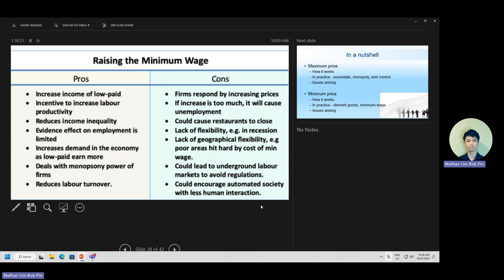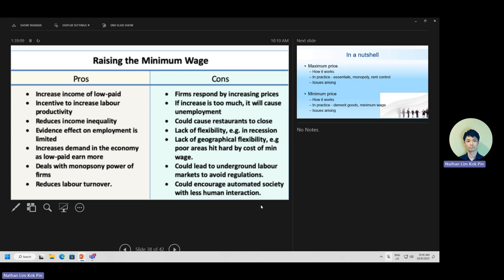Lack of geographical flexibility. Poor areas are hit hard by the cost of minimum wage. So if, let's say, you are not in KL, maybe you are somewhere in Rawang, or somewhere in Teluk Intan, the prices are lower there. But if you have a minimum wage of 1,000, the salary there for workers may be only 500, or maybe 1,000. Now 1,000 is okay, because everything there is cheaper. But if you impose minimum wage, it applies across the board, to everyone. So this may be a problem for smaller areas, because minimum wage is a national minimum wage. So that may be a problem.